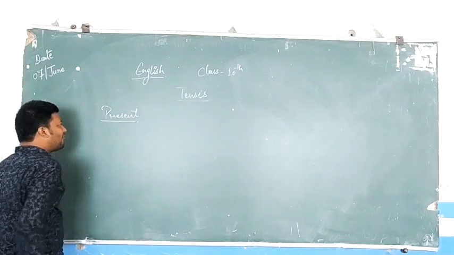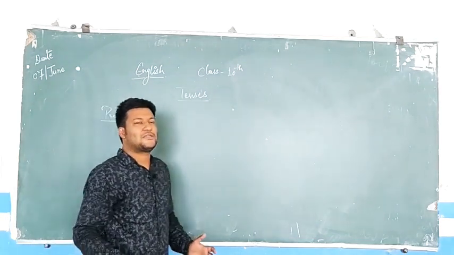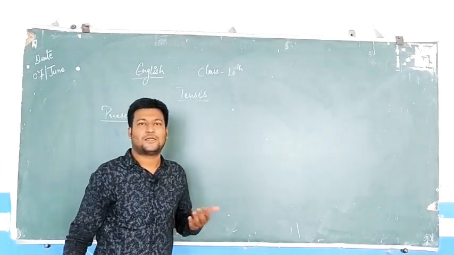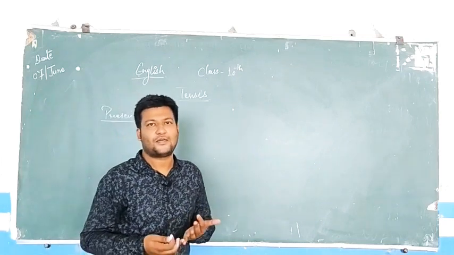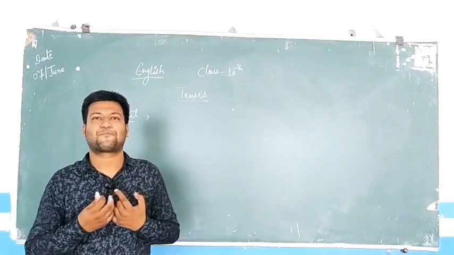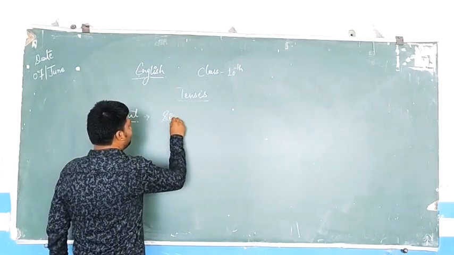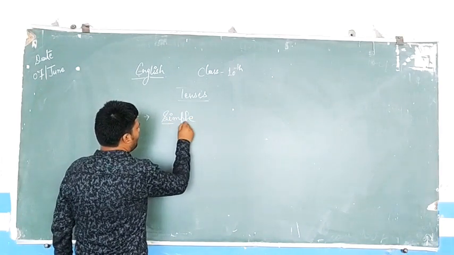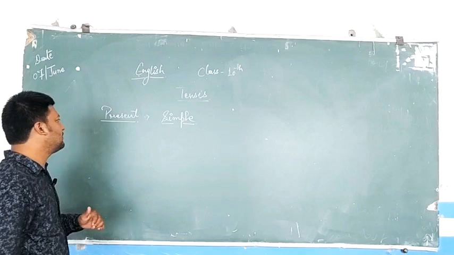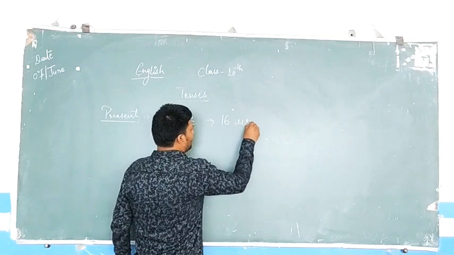What is present? The time we are in. The present tense, or any tense, contains 4 parts, as discussed with all of you yesterday itself. That is simple or indefinite, then continuous, then perfect, and the 4th part is perfect continuous. So the simple present tense simply tells about the happening of the action. It has in total 16 uses.